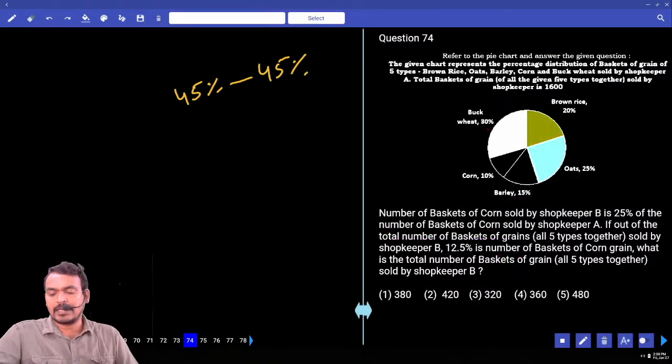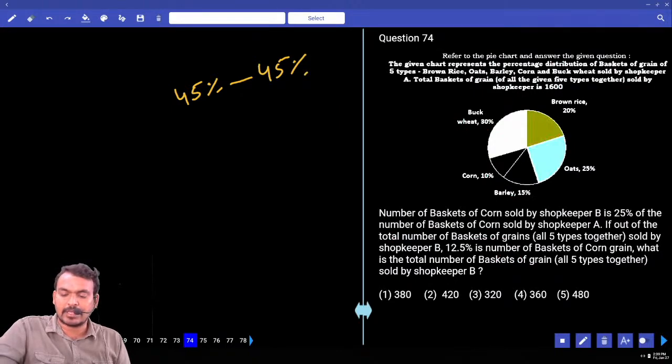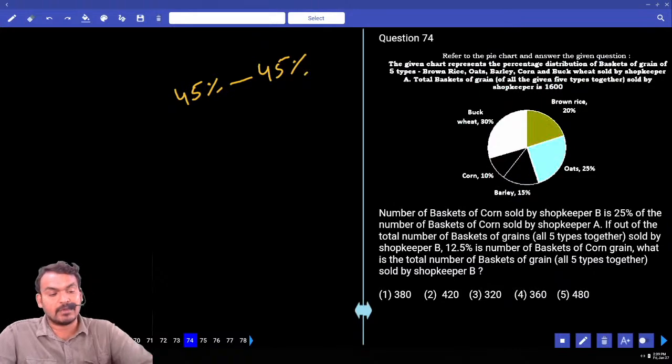Next, question number 74. The number of baskets of corn sold by shopkeeper B is 25% of the number of baskets of corn sold by shopkeeper A. If, out of the total number of baskets of grain, all the 5 types together sold by shopkeeper B, 12.5% is the number of baskets of corn grain. What is the total number of baskets of grain, all the 5 types together sold by shopkeeper B?